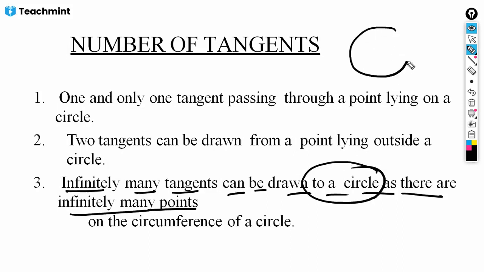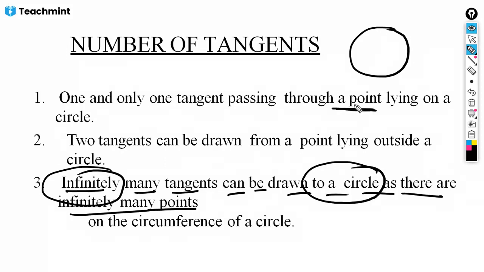The question is there, understand it. How many tangents can be drawn to a circle? What do you say? Infinite. And how many can be drawn at a point? One. This is the difference, sir. Get the difference between those two things. At a point, one. To a circle, infinite.